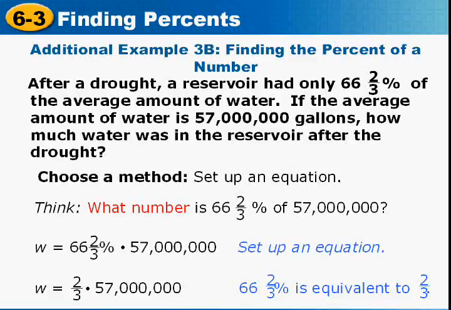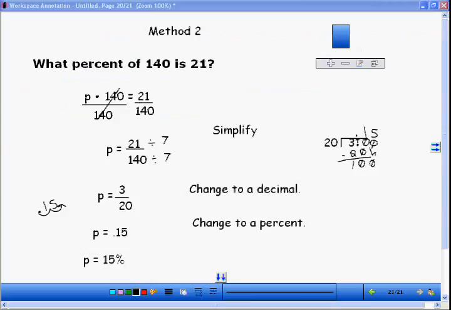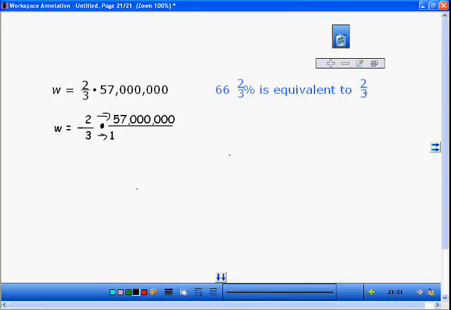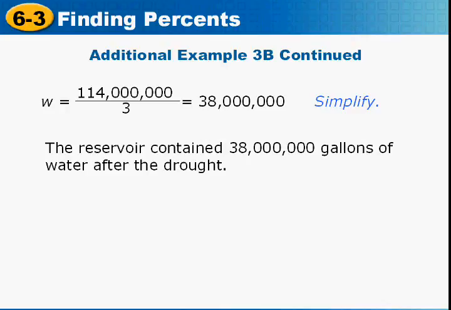Okay, so you have a fraction times 57 million. What I'm going to end up doing is taking my 2/3 and multiplying by 57 million, but I want to put my 57 million over 1. That way I just multiply straight across. There's no changing the decimals, none of that. Just multiply straight across. So 3 times 1 is 3. 57 million times 2 is 114 million over 3, because 3 times 1 was 3. When you divide that out, you get 38 million. So the reservoir contained 38 million gallons of water after the drought.